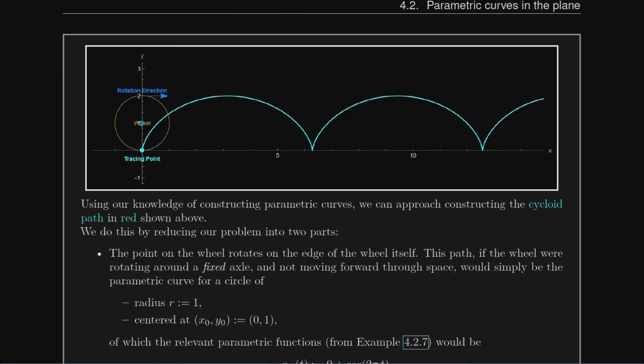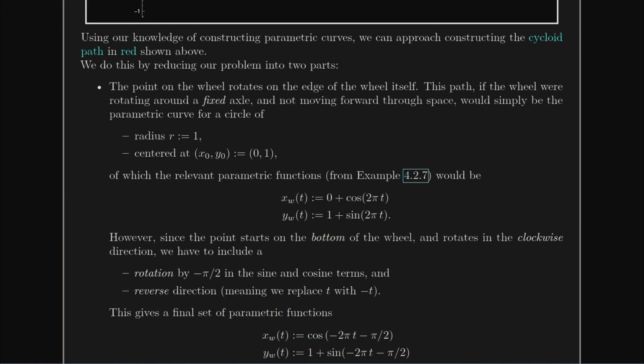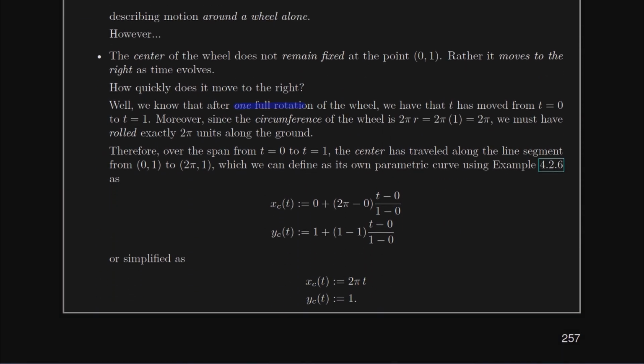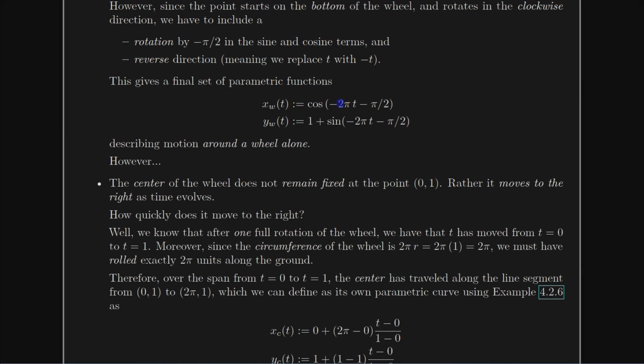Now when we think about the wheel, the center of the wheel moves to the right. And we need to know how fast it moves to the right to actually construct this. Well, how fast does it move to the right? We know that after one full rotation, t has moved from 0 to 1, at least in the case that we've drawn this, because we've given ourselves a 2 pi right here. So one full rotation, t starts at 0 and ends at 1.